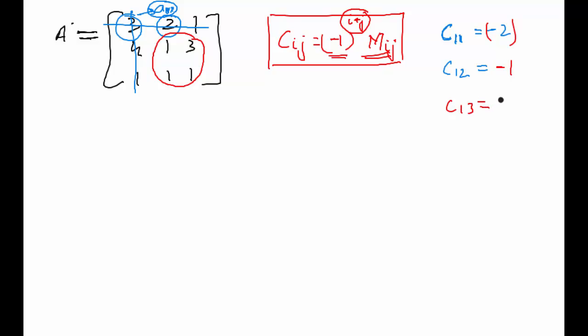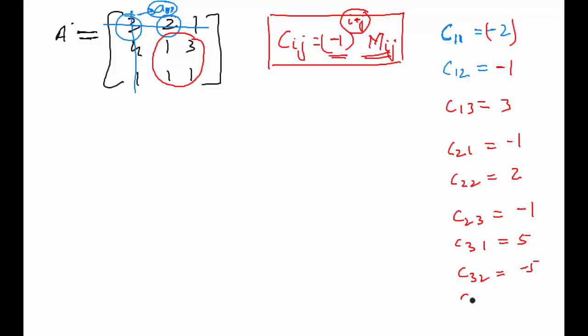We will get C13 equal to 3, C21 is equal to minus 1, C22 equal to 2, C23 is equal to minus 1, C31 is equal to 5, C32 is equal to minus 5, and C33 is equal to minus 5 again. Okay, so these are the 9 values which we need to use to write what? Adjoint of A. I hope it is clear to you how you get the cofactor values, right?